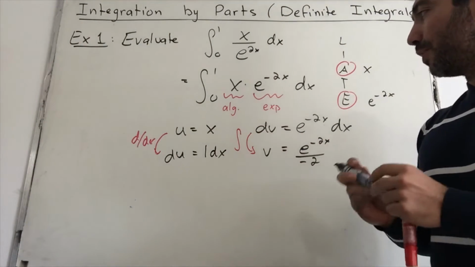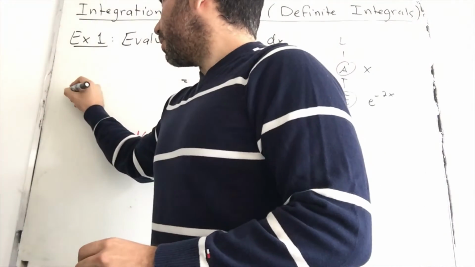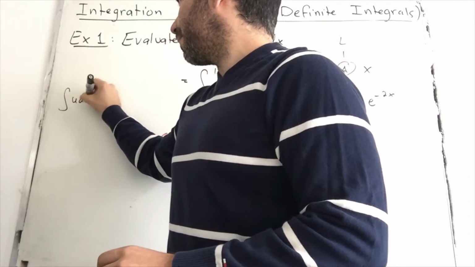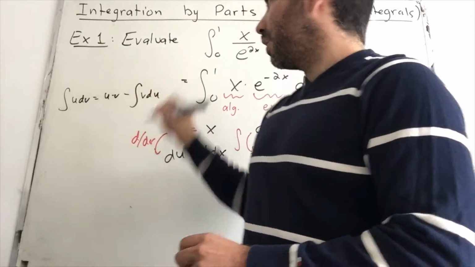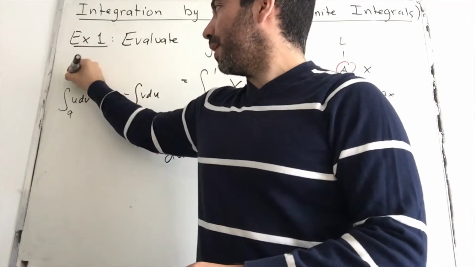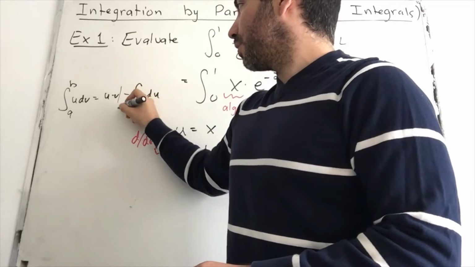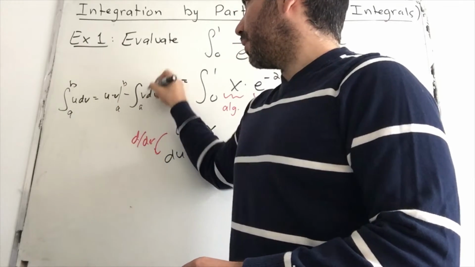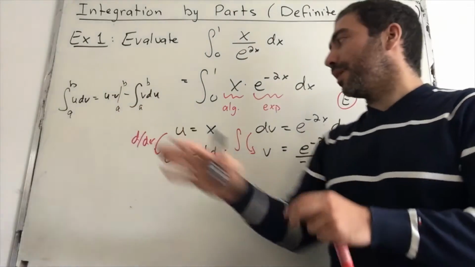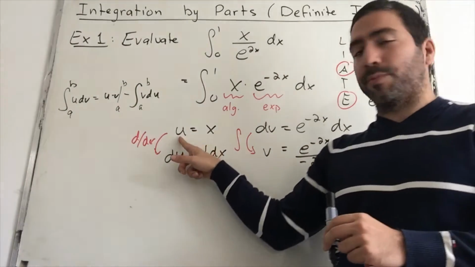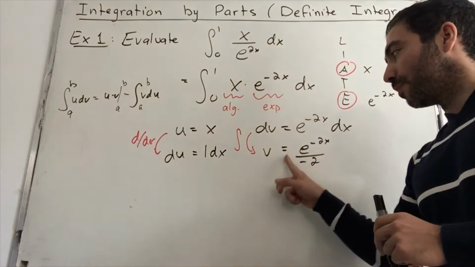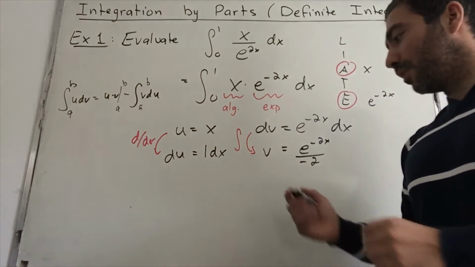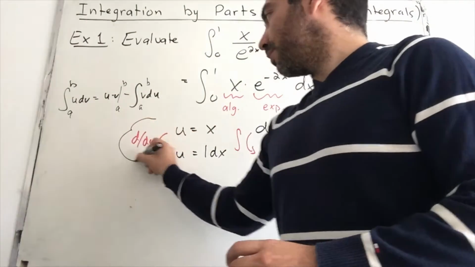So the formula that we're using, keeping in mind, is the integral of u dv is equal to u times v minus the integral of v du. But now it's defined from a to b. So it's definite integrals, a to b, and a to b. So this is the formula we're keeping in mind. Again, we follow the process: top left multiplied by the bottom right, and then minus the integral of the bottom right times the bottom left.